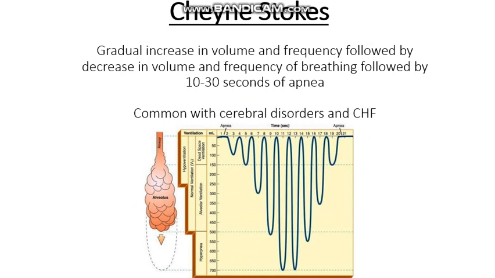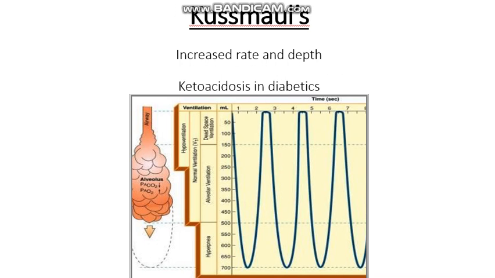Cheyne-Stokes, which is a gradual increase in volume and frequency followed by decrease in volume and frequency of breathing followed by 10-30 seconds of apnea. It is common with cerebral disorders and CHF patients. And Kussmaul's, which is an increased rate and depth. Common during ketoacidosis and in diabetics.